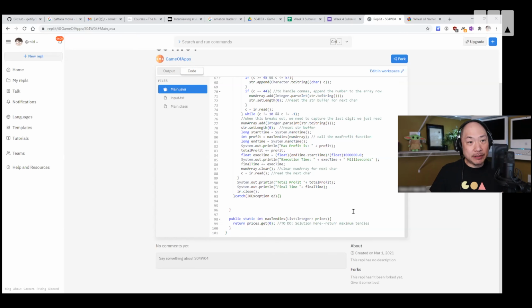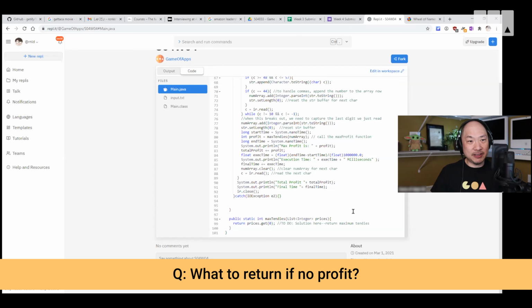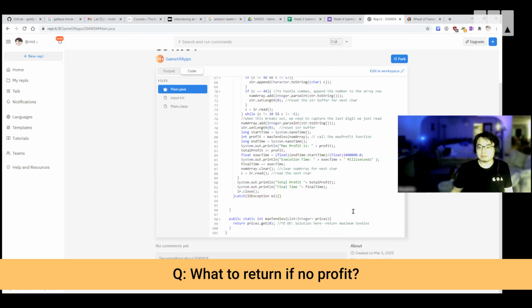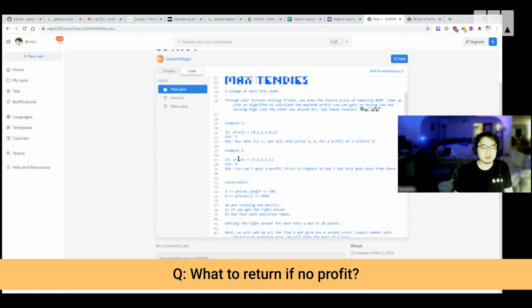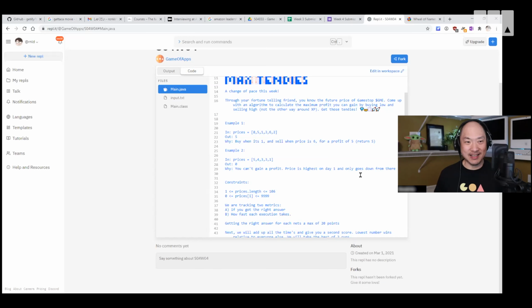Faisal is asking, what do we return if we lose money? Return -1 or 0? You return 0 when you can't make a profit. That's covered in example 2 here. Prices continue decreasing, you just return 0. You can't gain a profit. Yes, no profit equals 0. That's right. You basically don't purchase, so then you make no profit.